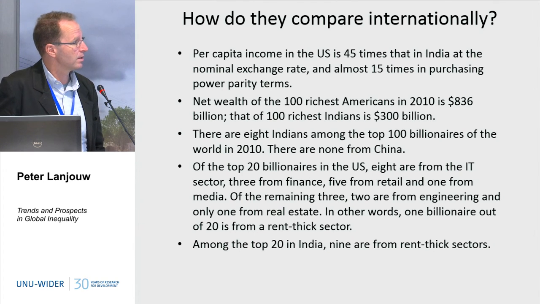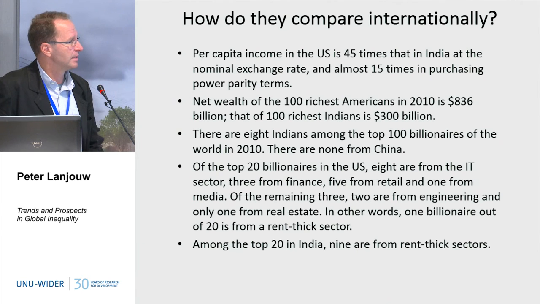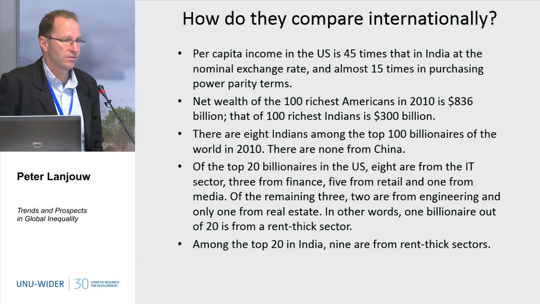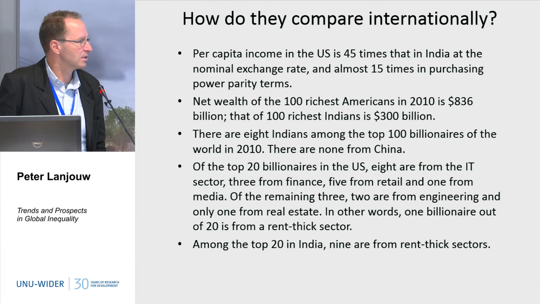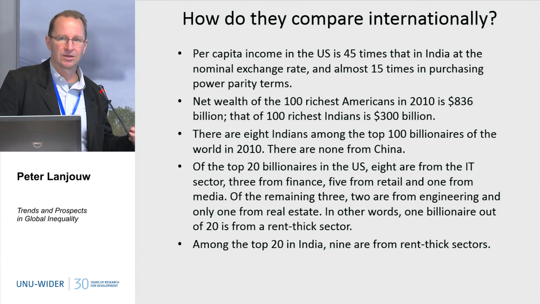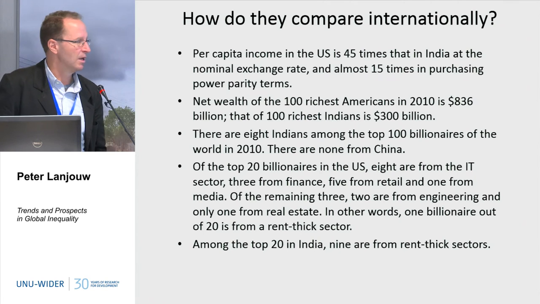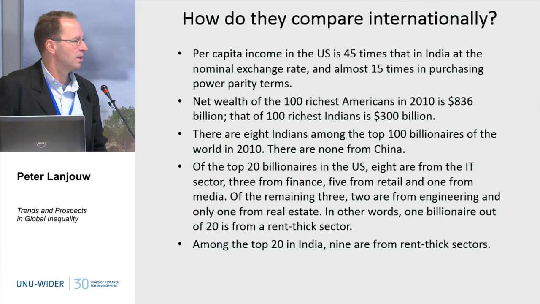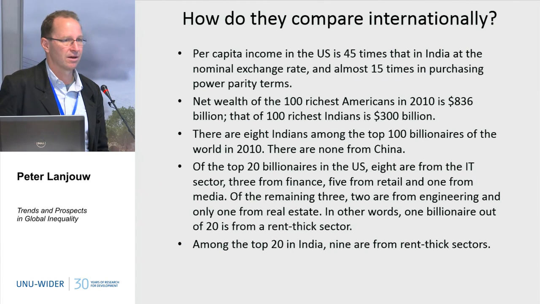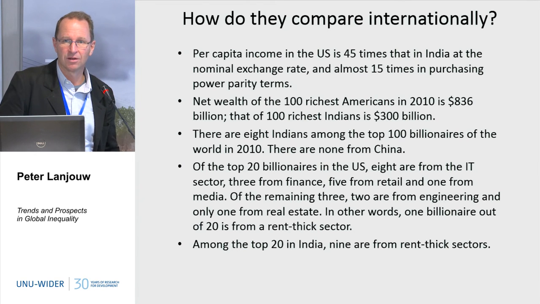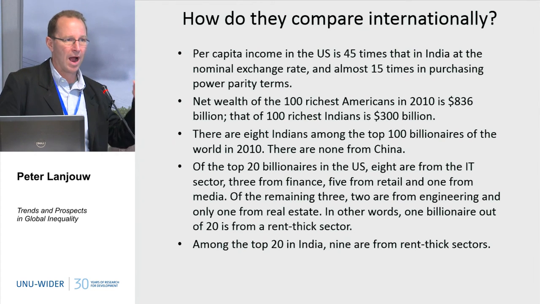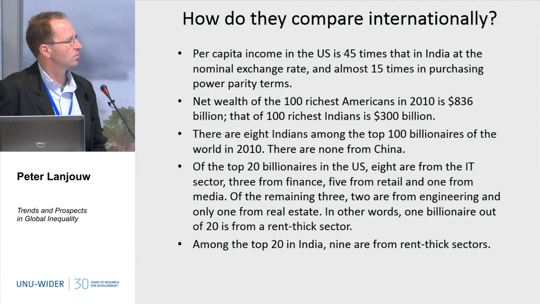we see that of the top 20 billionaires in the US, 8 are from the IT sector, 3 are from finance, 5 are from retail, and 1 is from the media. And of the remaining 3, 2 are from engineering, and only 1 is from the real estate sector. It seems as though, there, the rent-thick sector is not that big a part of the story. But in India, of the top 20 billionaires, 9 are in these rent-thick sectors. So there seems to be something going on there as to how these billionaires have come to where they are.